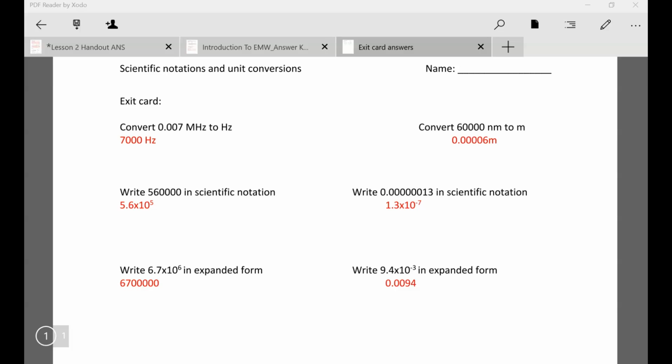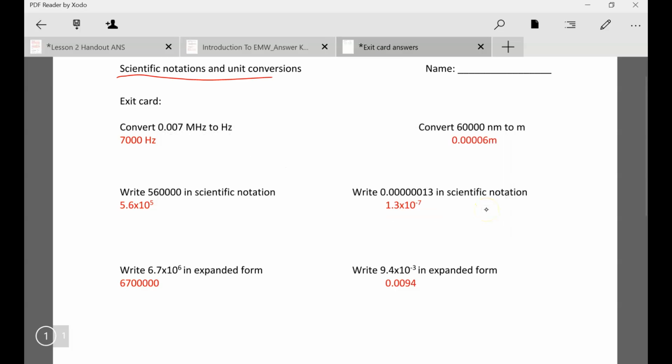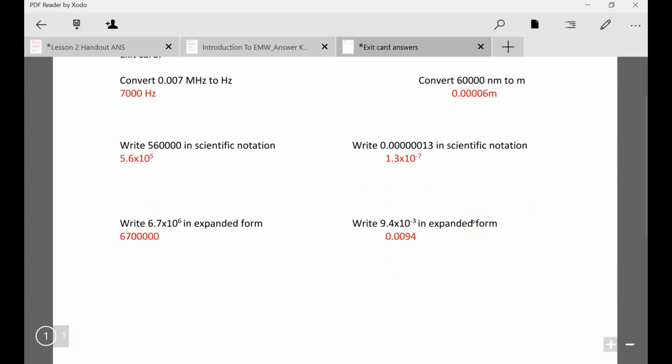Okay, this is the bonus lesson on scientific notations and unit conversions. We will be going over this in class. I actually haven't had time to mark your exit cards that you handed in yet, but we'll do this here anyway, and then I'll see how much time we have to spend during class to go over some of these things.